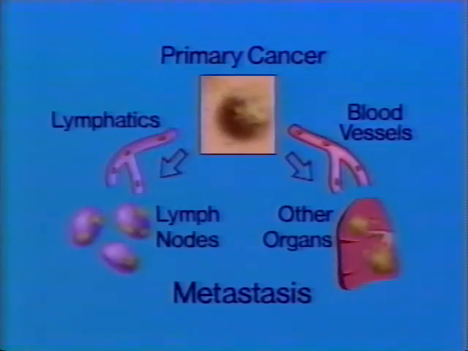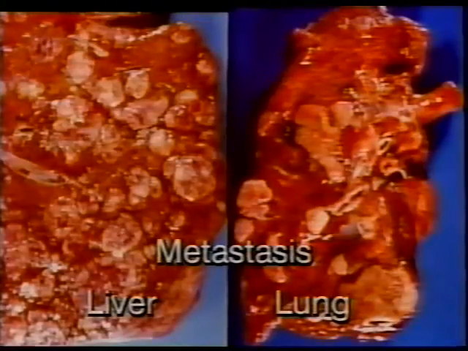The passage of cancer cells via lymphatics to lymph nodes and via blood vessels to other organs and structures, and their subsequent implantation and growth in those sites is referred to as metastasis. In addition to lymph nodes, liver, lung, bone and bone marrow, and brain are common sites for metastasis.